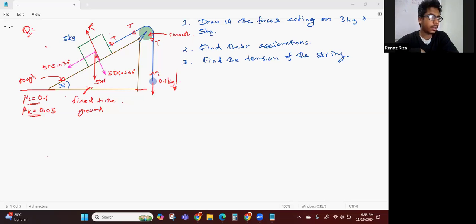You have to find the acceleration of the 0.1 kilogram and the 5 kilogram masses, and the next one, the tension in the string. Those are 2 things you need to find.